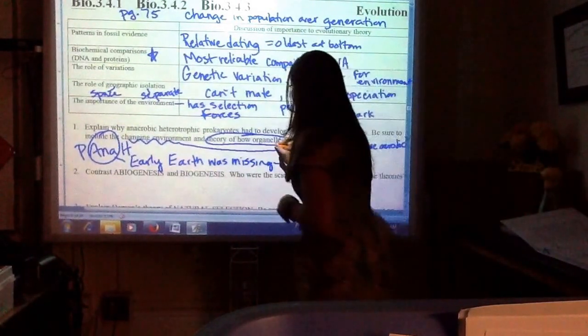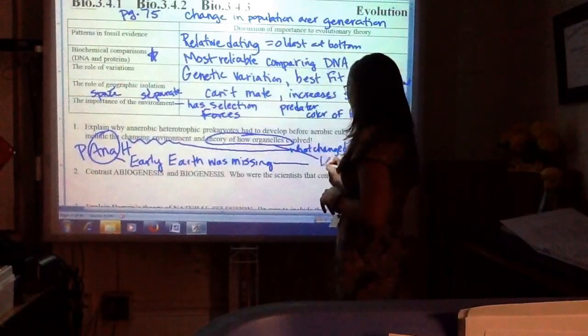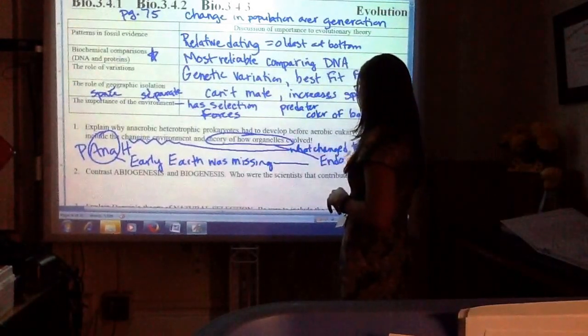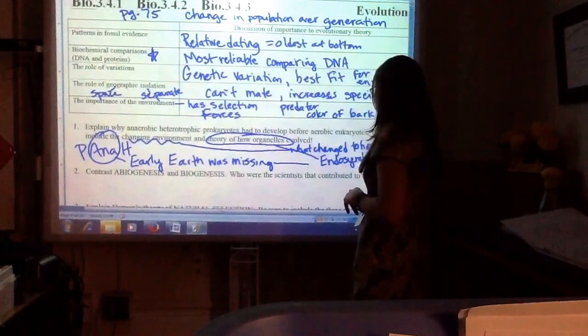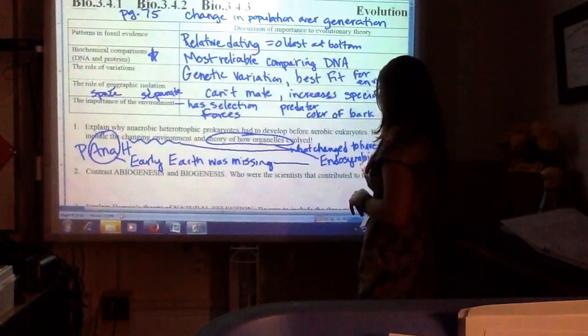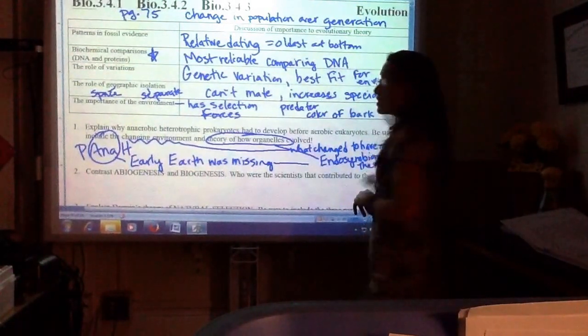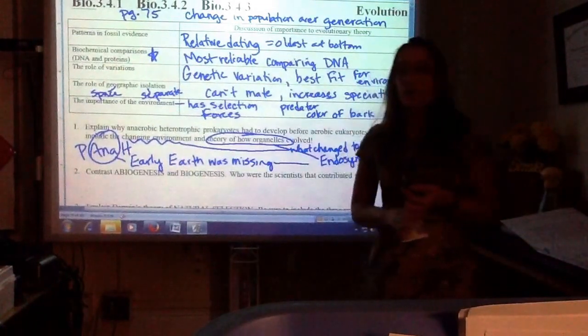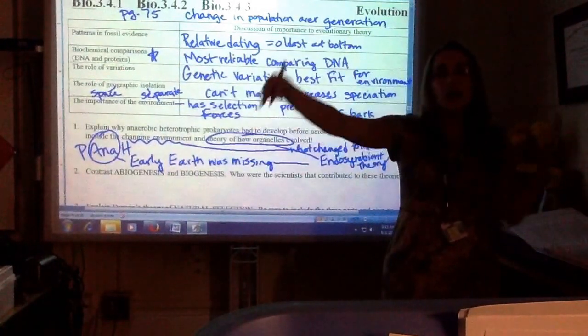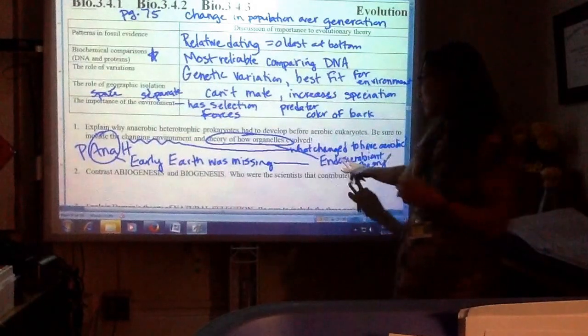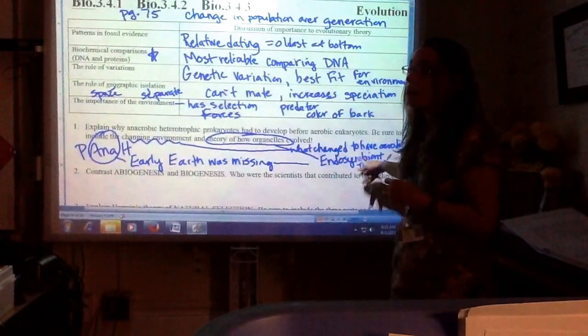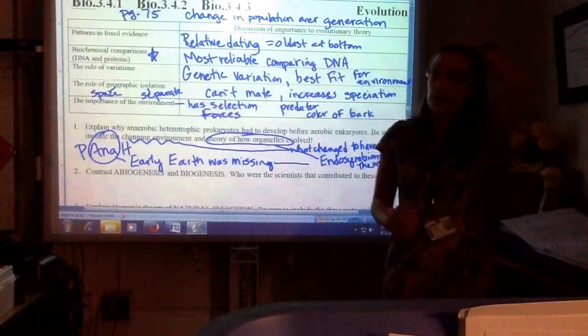We do need to know the theory of how these complex organelles evolved, and this is called the endosymbiont theory. This is the theory that the mitochondria and the chloroplasts were once living on their own, and they moved in to live together, endosymbiont, and that now they are reliant on each other.